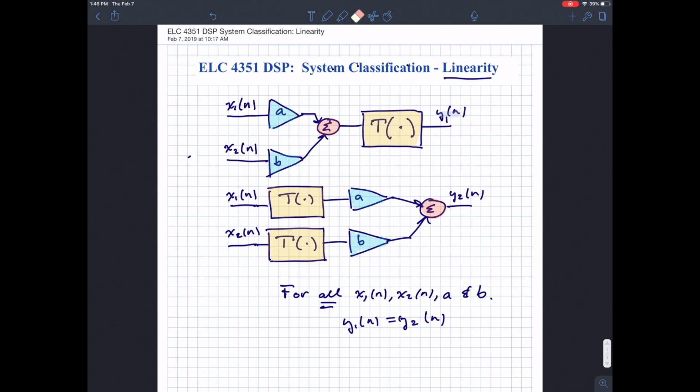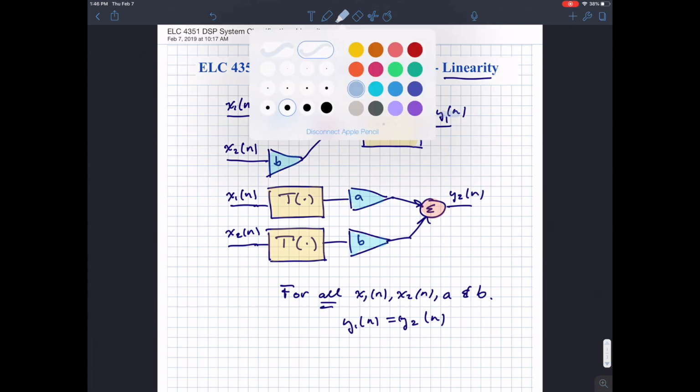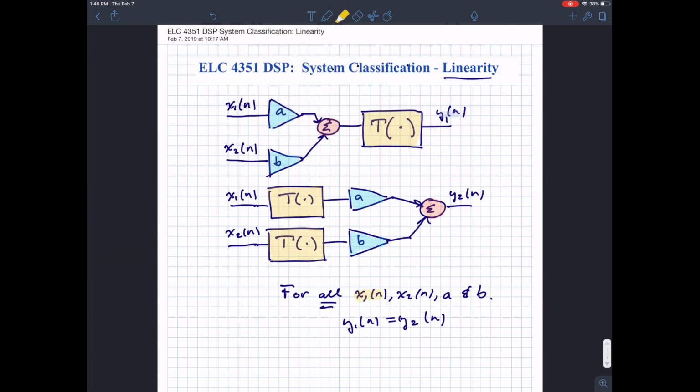Okay, so in class we had talked about the definition of linearity. All right, so this diagram illustrates it really well. The idea here is that this has to work for all x1 and x2, any choices that we happen to make, and for all a and b. If I apply system 1 here, the top part, I take x1, multiply by a, x2, multiply by b, add those together, put it into the system, I would get a certain output y1.